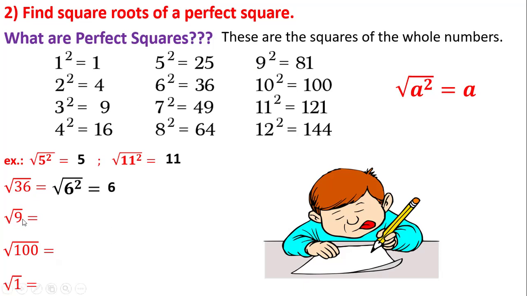Radical 9. Is 9 a perfect square? Yes, it is 3 squared. So I write it radical 3 squared. Now the square cancels the radical. My answer is 3.